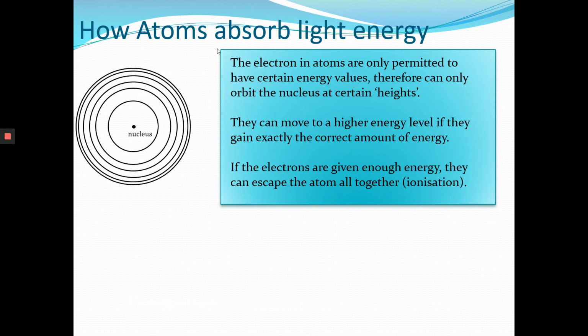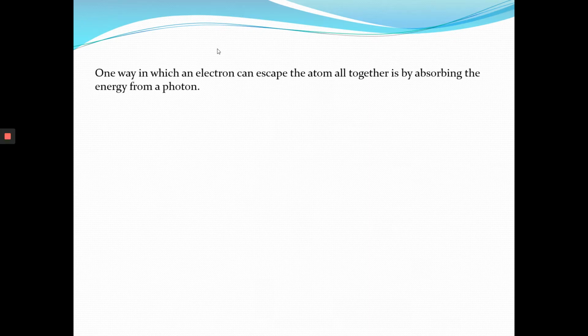Now, how can an electron actually gain energy? Well, one way that an electron can gain energy is by absorbing the energy from a photon. A photon is a particle of light. We discussed that light's a wave, but you can also think of light as a particle, and we call a particle of light a photon.